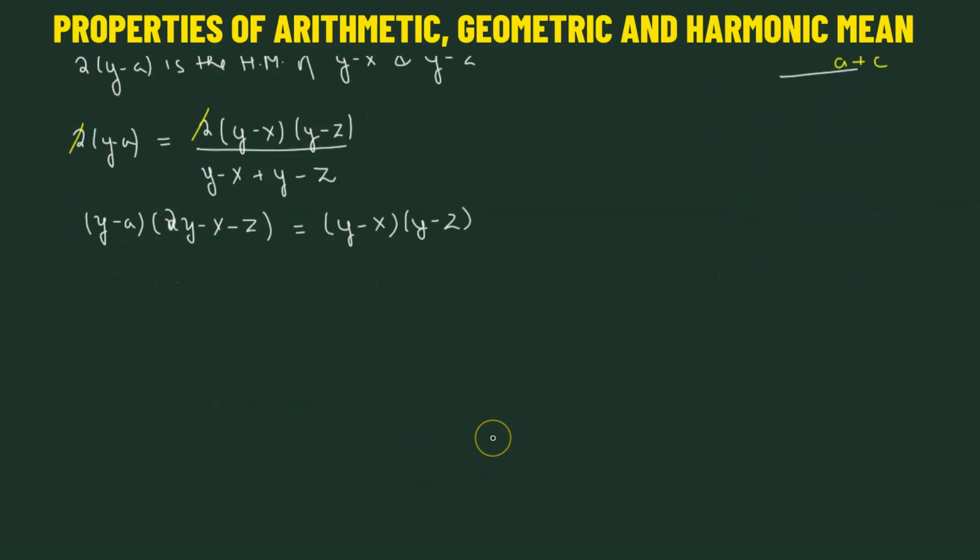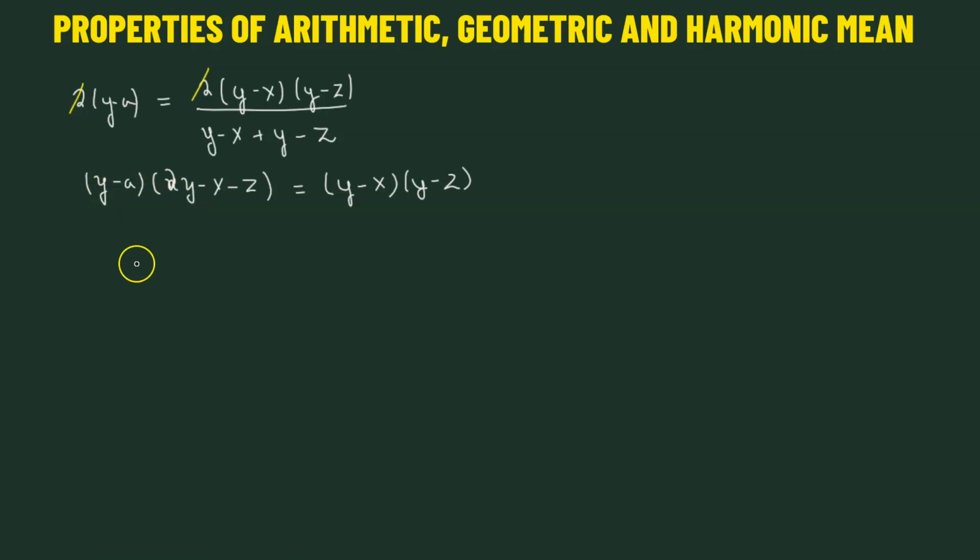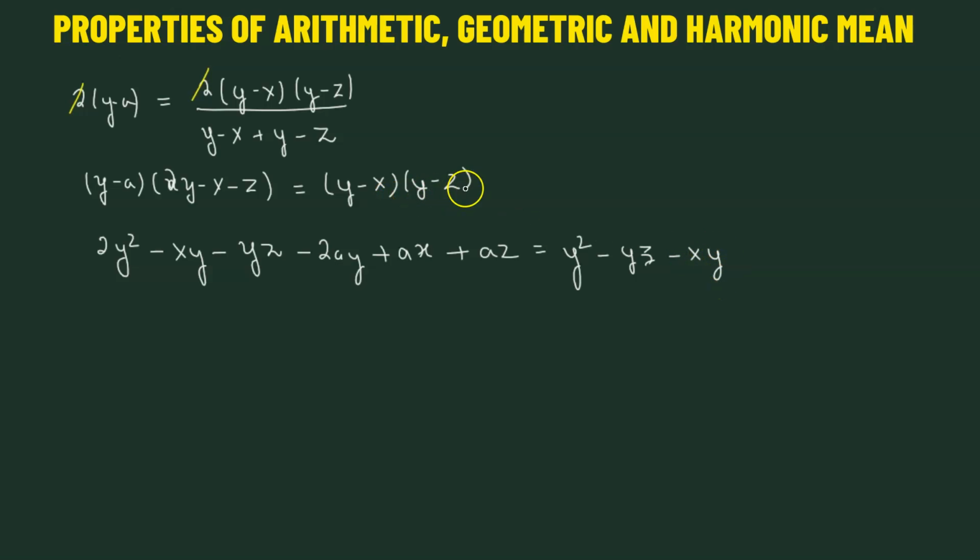So let's expand both sides. Now we have y multiplied by 2y, so that's 2y squared. Then y times negative x will be negative xy. Y times negative z will be negative yz. Then we have negative a times 2y, so that's negative 2ay. Negative a times negative x makes it positive, so we have positive ax, and negative a times negative z will be positive az. This will be equal to y times y, that's y squared. Y times negative z is negative yz. Then we have negative x times y, so that's negative xy, and we have negative x times negative z, so that's positive xz.